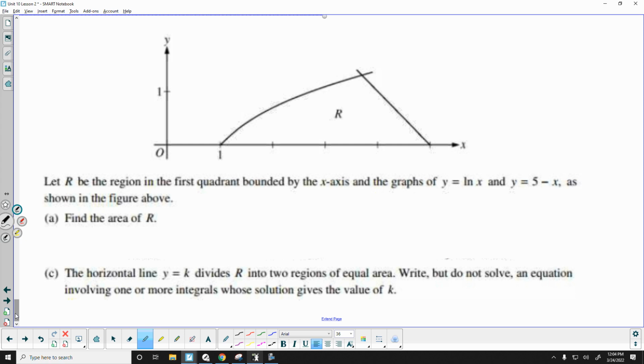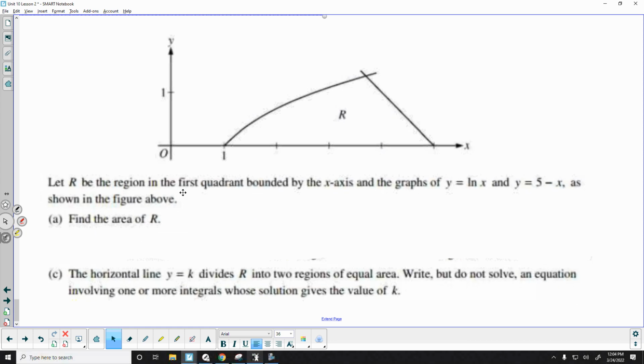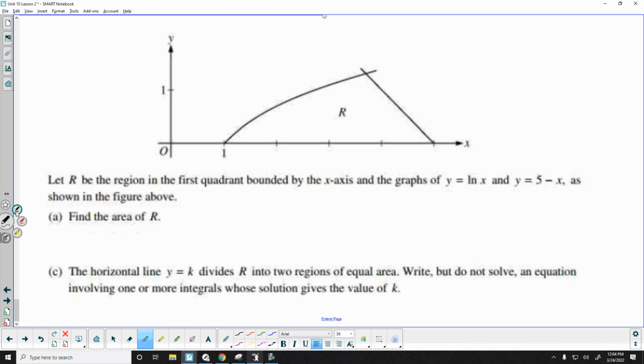Is it the same as the cubed root of it? Okay, before we leave, this is probably in the homework, honestly. Let's look at part C. Now, read the question carefully. Watch what it asks. Write, but do not solve an equation involving one or more integrals.